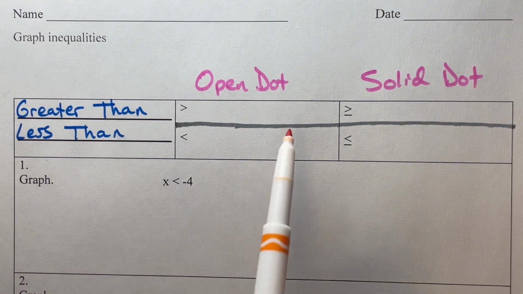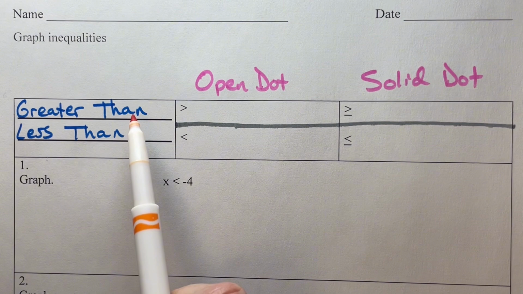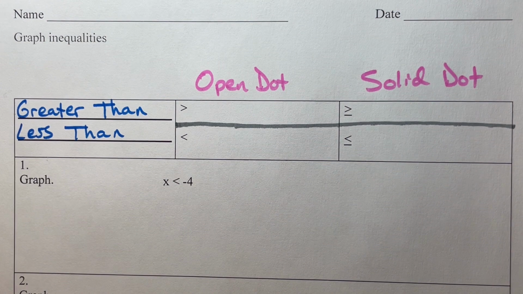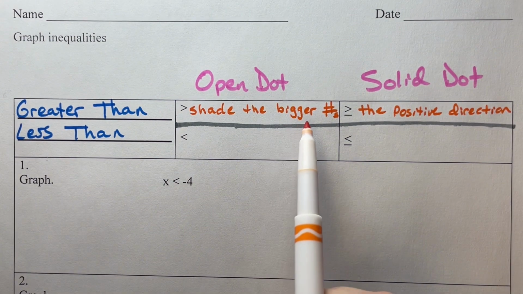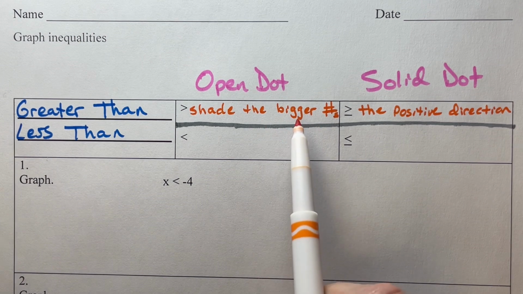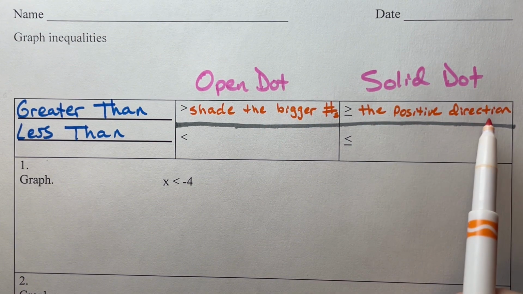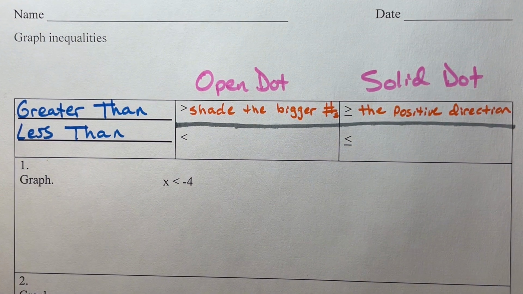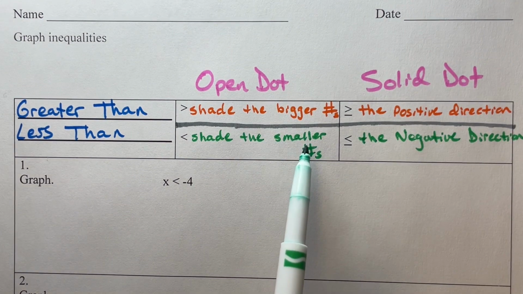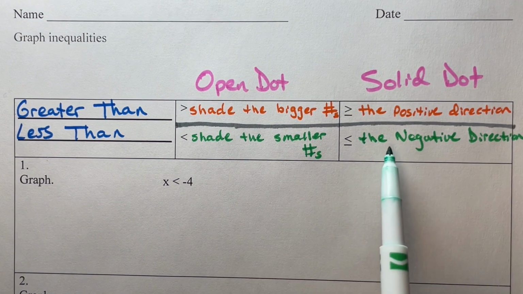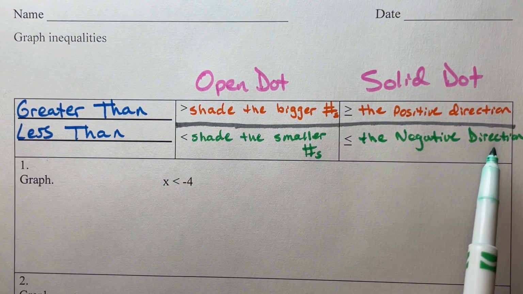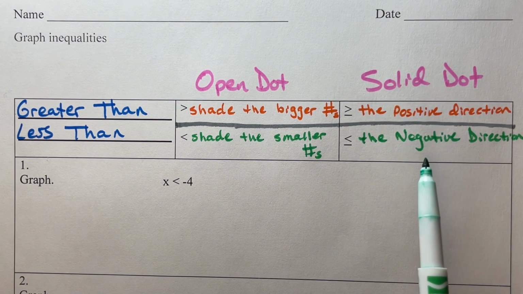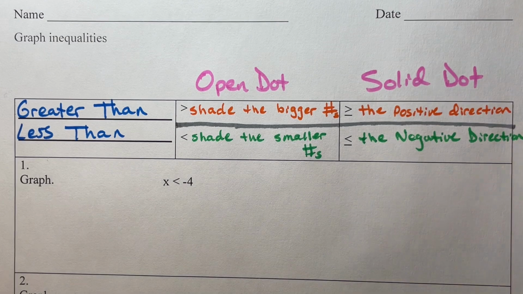When you are graphing these inequalities, when you have a symbol that is greater than, that tells us that you are going to shade the numbers that are actually bigger, the bigger numbers. And the bigger numbers are always in the positive direction. The less thans, however, are going to tell you that you will be shading the smaller numbers. And the smaller numbers are the negative direction. So again, oversimplified, the positive direction is typically to the right, and the negative direction is typically to the left.